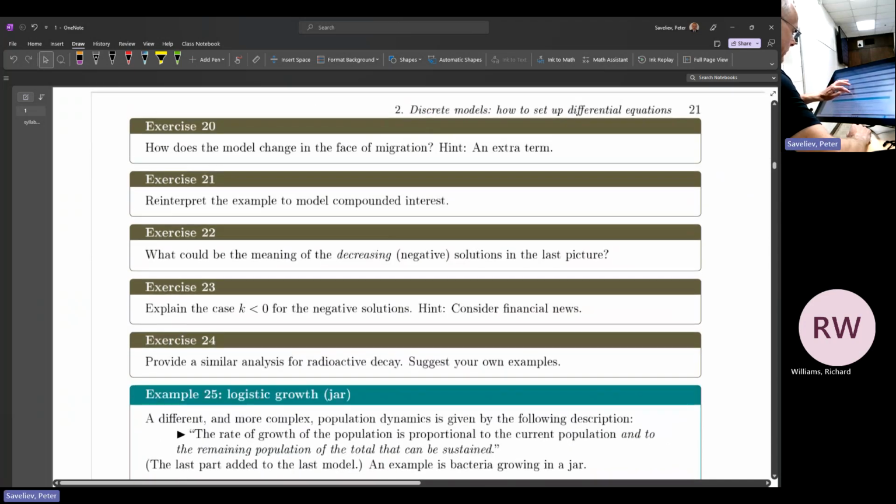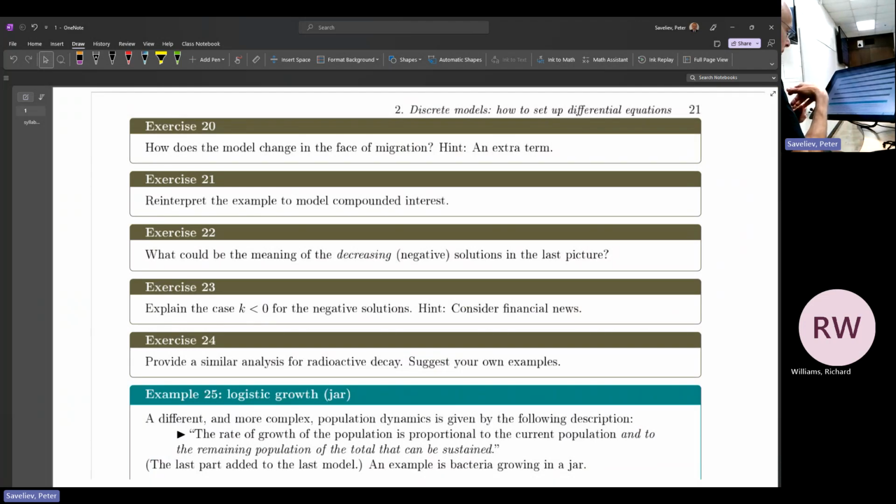The description is modified because now it's called limited growth. Okay. So the rate of growth of the population is proportional to the current population. That's the statement that we already had. And now also to the remaining population of the total that can be sustained. Okay, it's in a jar. So there's a ceiling beyond which the population will never grow.